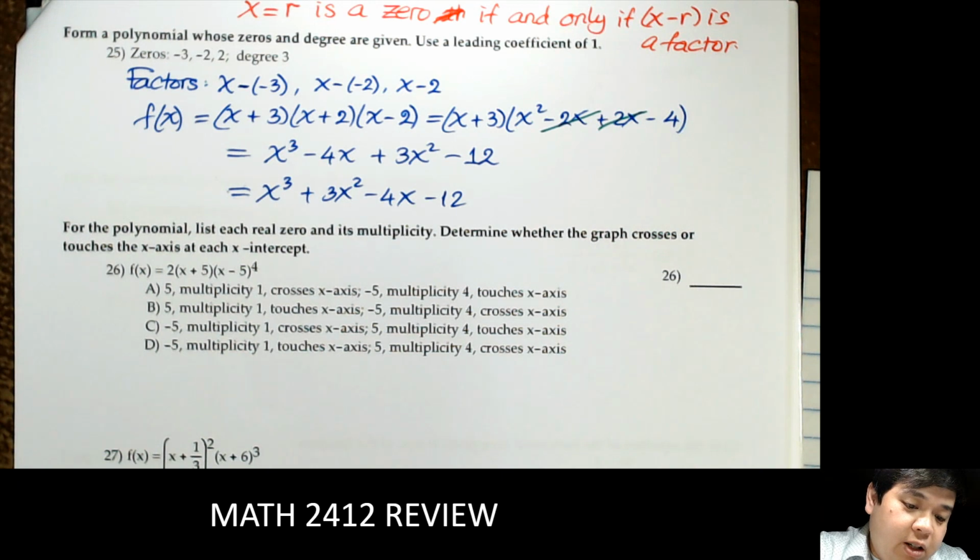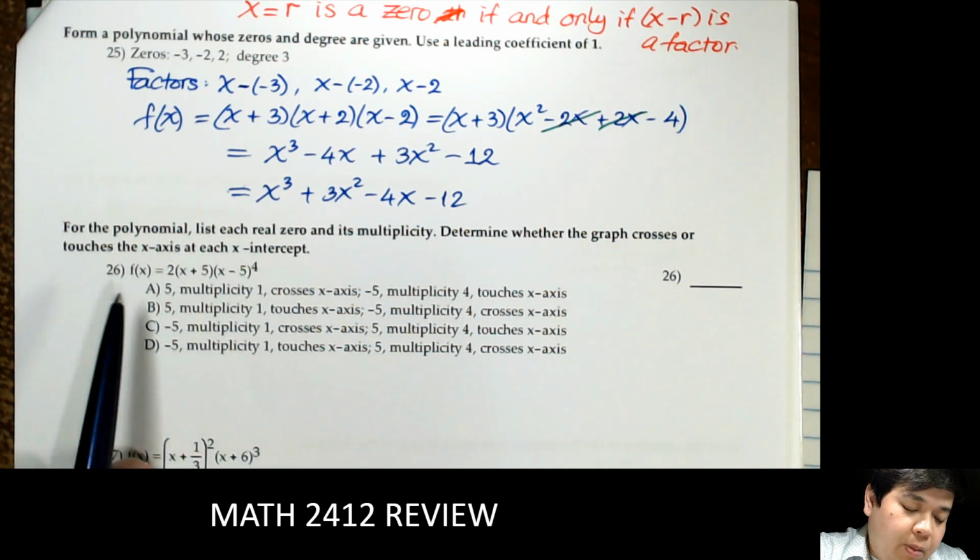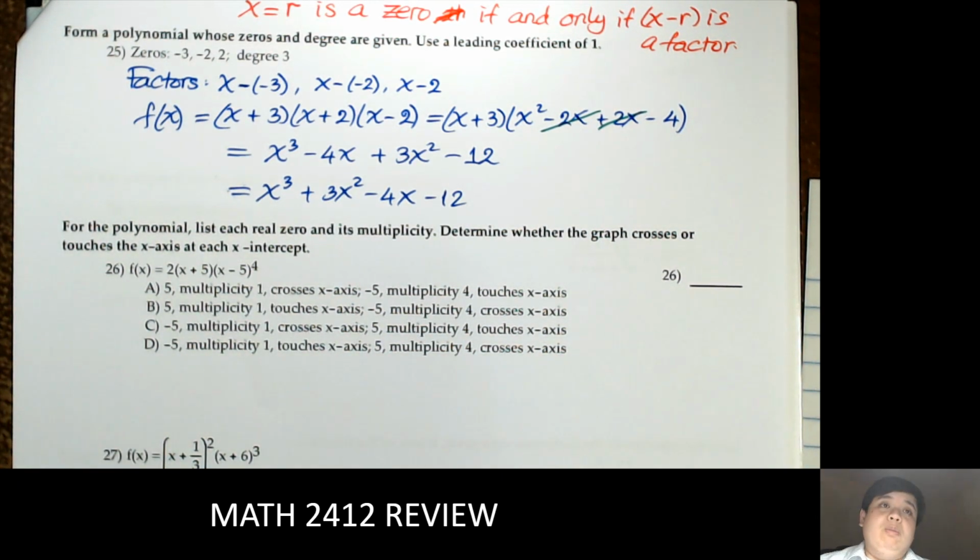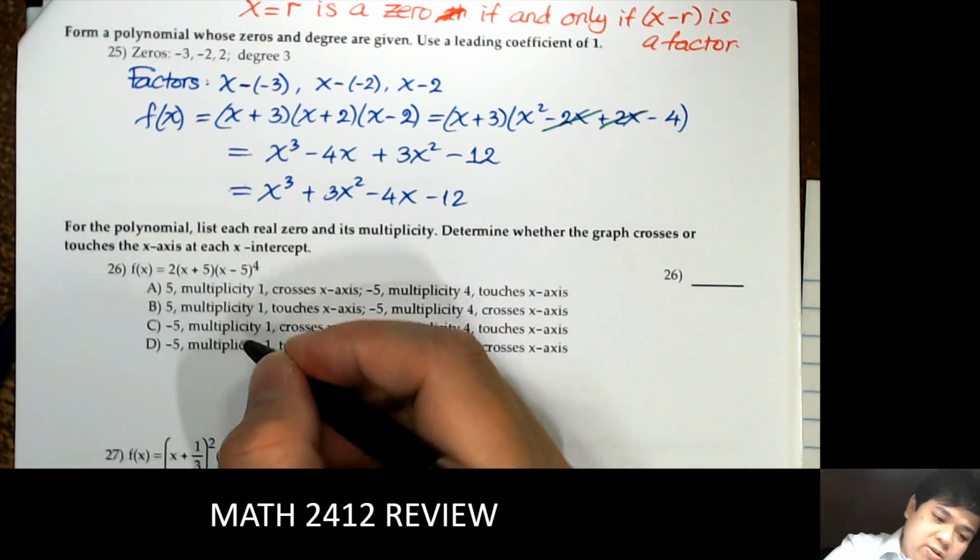Next we have, given the polynomial, pretty much just state the zeros and multiplicity. So this is fairly simple.